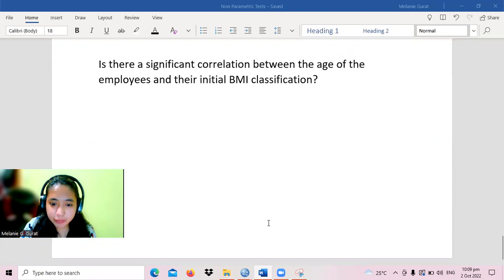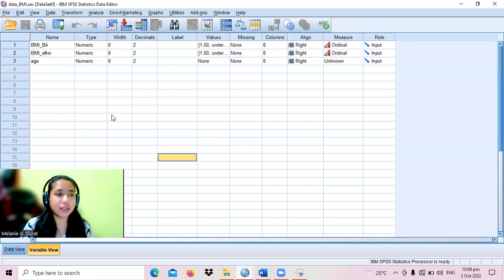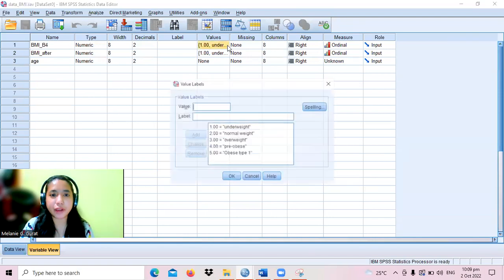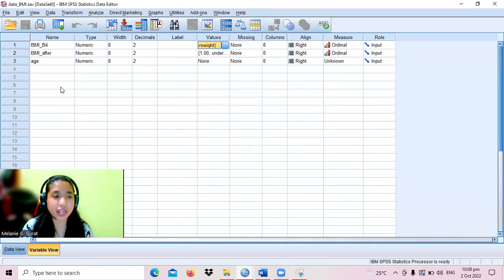So let us review what the data is all about. This is our data. We have the BMI before and BMI after with the following values. 1 means underweight, 2 normal weight, 3 overweight, 4 pre-obese, and 5 is obese type 1. So our data is not numerical data. It is categorical data, particularly ordinal data. Of course, the initial that we are referring to here is the BMI before.